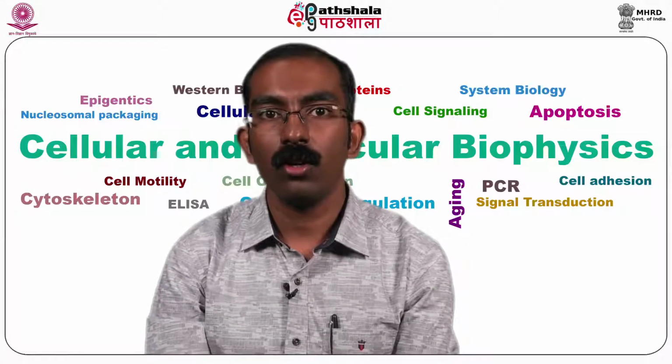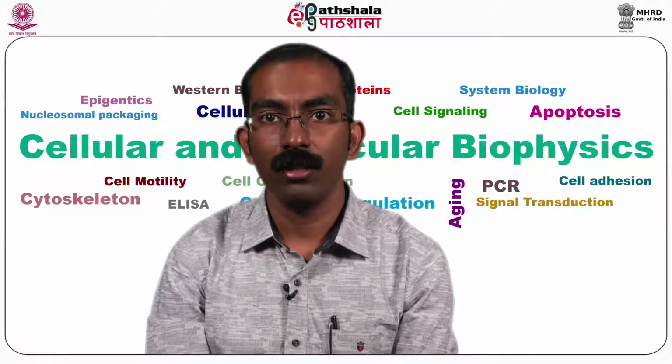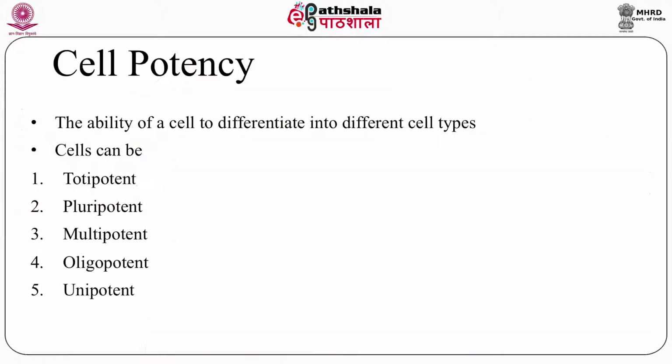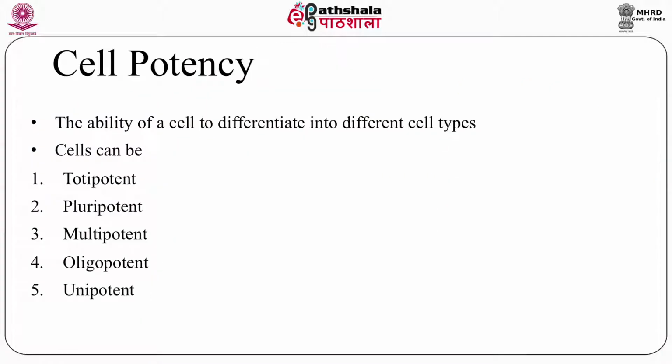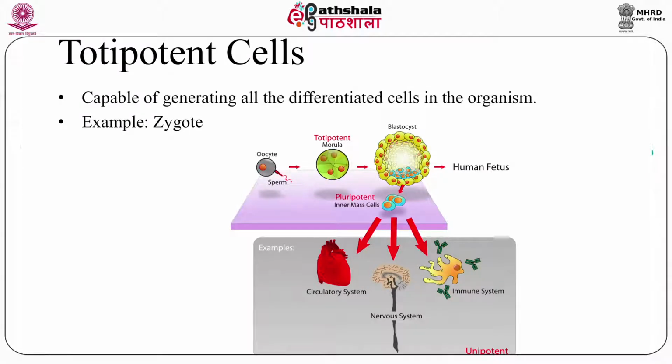But it is to be noted that not all the cells in the body are capable of differentiation, and not all the cells that can differentiate do so at an equal level. This brings us to an important concept, cell potency. Cell potency refers to the ability of a cell to differentiate into different cell types. The more the ability of a cell to differentiate into different cell types, the greater is its cell potency. Based on potency, cells can be totipotent, pluripotent, multipotent, oligopotent, or unipotent. Let us see them one at a time.